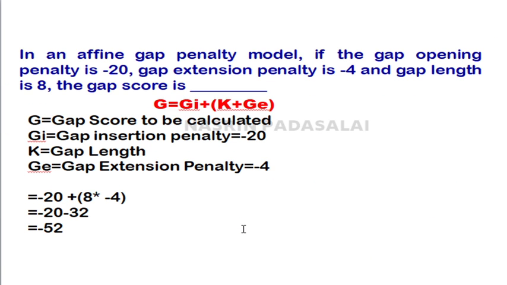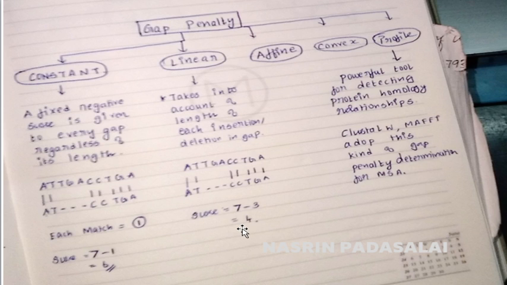And the next question is: in an affine gap penalty model, if the gap opening penalty is -20, the gap extension penalty is -4 and the gap length is 8, the gap score is? So you should know gap penalty is classified into 5 types.